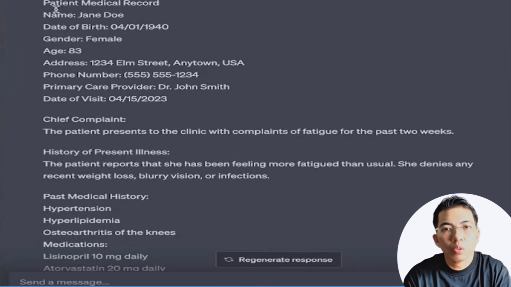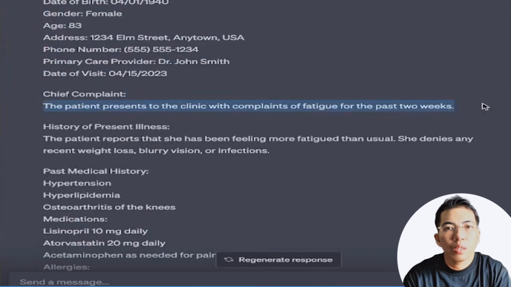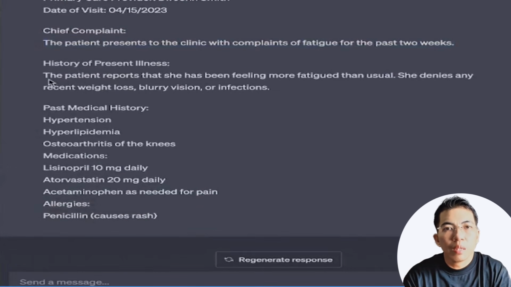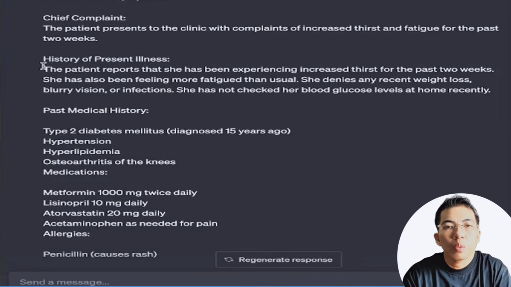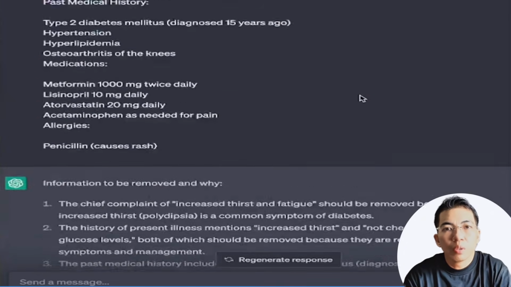And then it goes through and rewrites the medical record. Notice it rewrites the chief complaint to: the patient presents to the clinic with complaints of fatigue for the last 2 weeks. The patient reports that she has been feeling more fatigued. She denies any recent weight loss, blurry vision, or infections. Past medical history is rewritten. The medication is rewritten. And so now we have a filtering of what was here before. We notice that in the history, it removed: the patient reports that she has been experiencing increased thirst for the past 2 weeks.